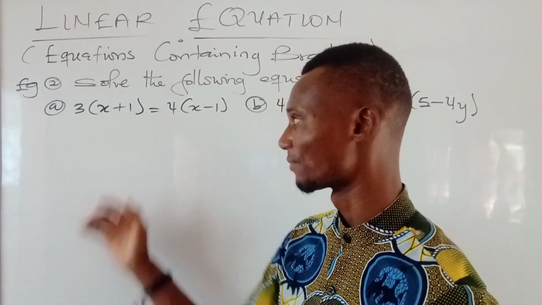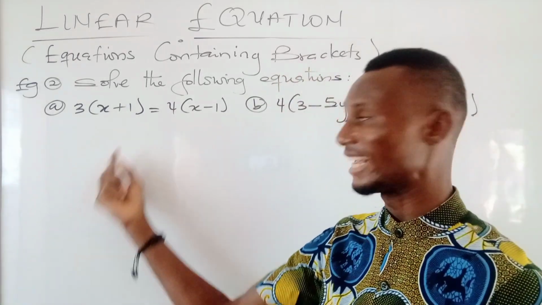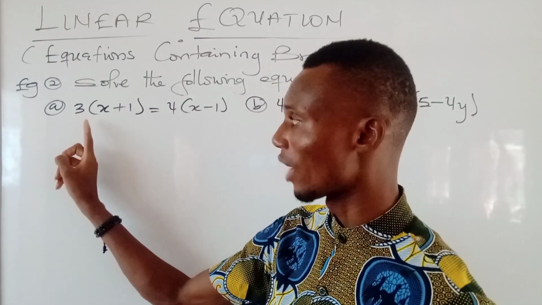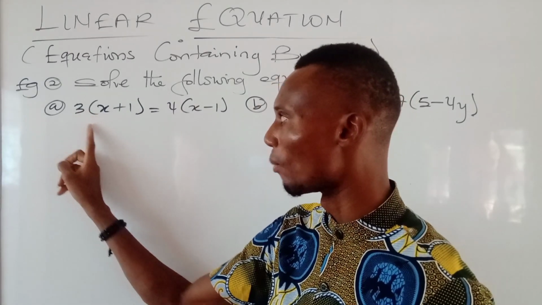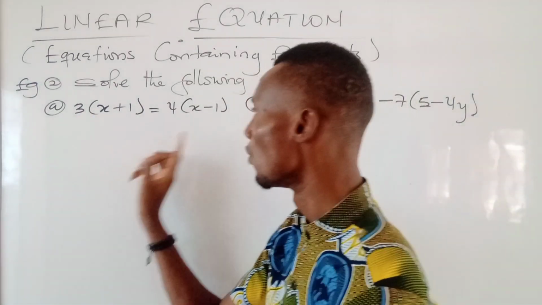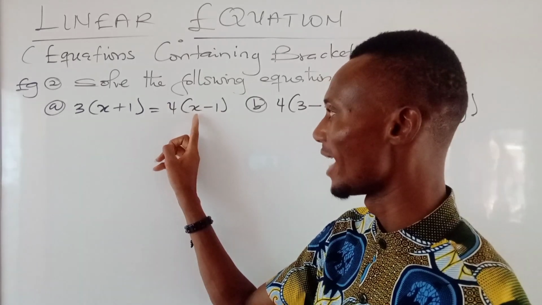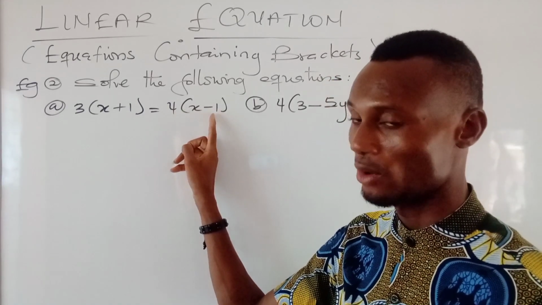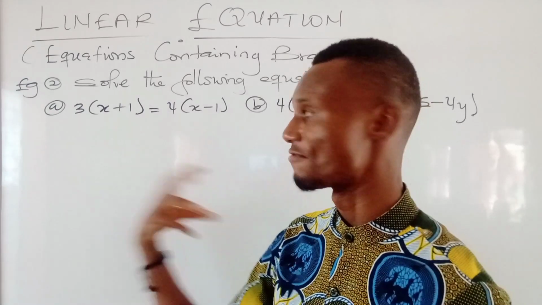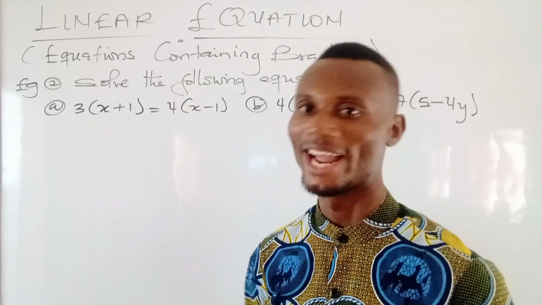How do we remove our brackets? The number or variable outside the bracket, multiplying the bracket, will multiply each term in the bracket. You can see this 3 is outside the bracket, so the 3 will multiply the s and the positive 1 as well. The 4 will multiply this s and the minus 1 also. So the numbers or variables outside the bracket multiply each term in the bracket to remove the brackets, then we go ahead and solve.